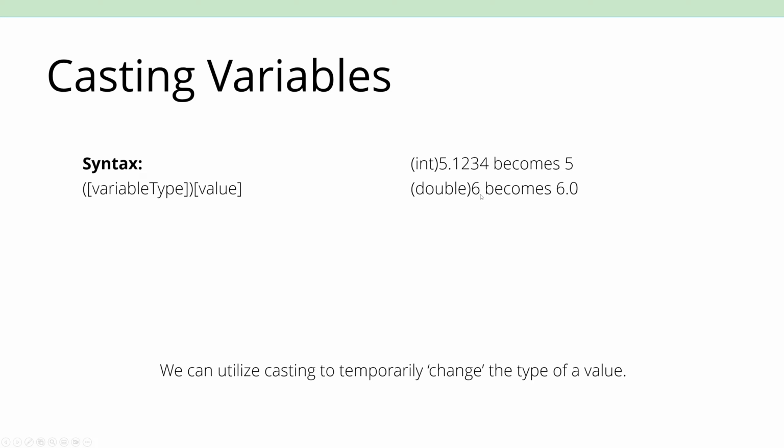Likewise, our value is a 6, and I want to turn it into a double type. So I put the variable type in parentheses to the left of the value I want to cast. So double in parentheses to the left of the value, which is 6. That makes 6 into a double type, which is decimal, 6.0. So we can utilize casting to temporarily change the type of a value.